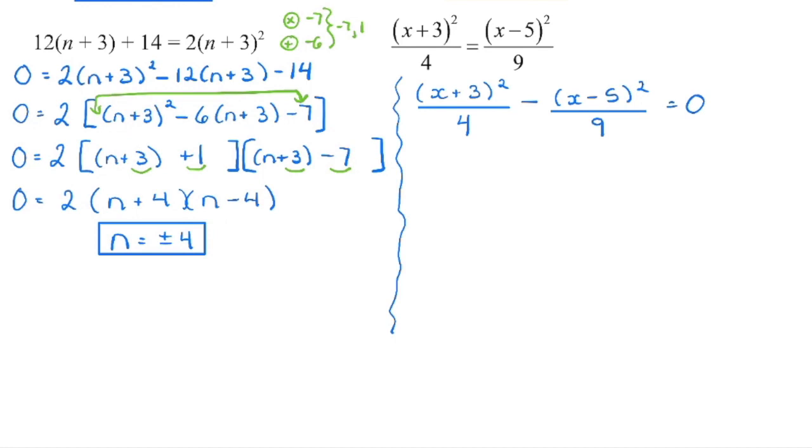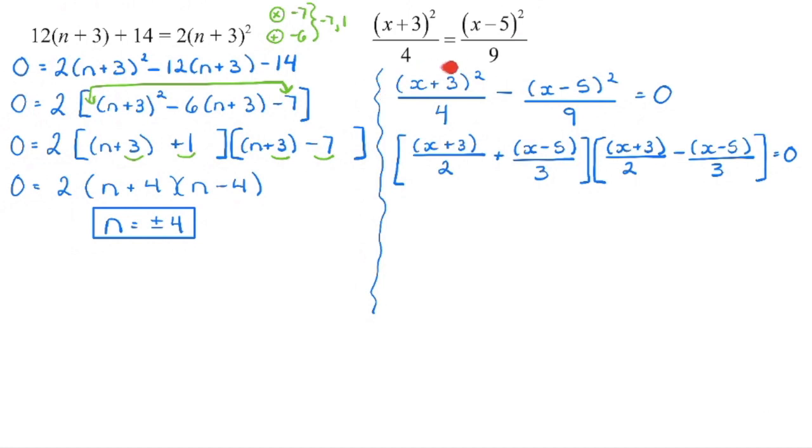I can see right away that I want it equal to 0. So I'm going to move one of these terms over. So it's going to become minus that term. And then I've also got two terms here. It is a difference, and I can see both numerators are perfect squares, and both denominators are also perfect squares. So we're going to factor this as a difference of squares.